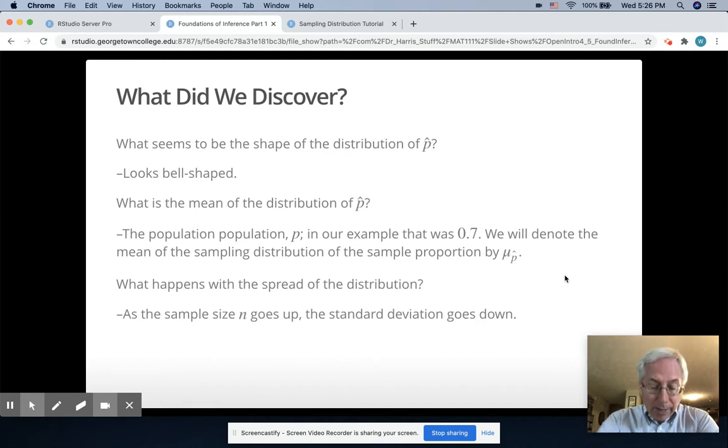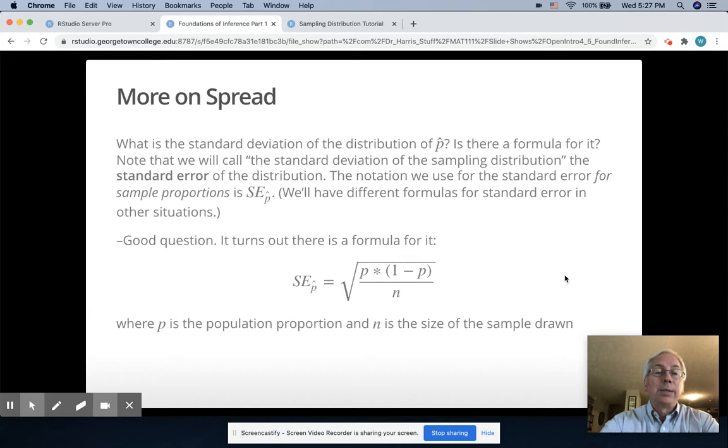And in terms of the spread, as we just pointed out, as sample size increases, standard deviation seems to go down. But that phrase, standard deviation of the sampling distribution, is a bit of a mouthful. We're going to have a different term for that. We're going to call it the standard error of the distribution. And as we go through chapters 5, 6, and 7, we'll see a variety of formulas for standard error depending on the statistic that we're interested in. Here, in the case where we're talking about a single sample proportion, we're going to use the notation SE sub p hat.